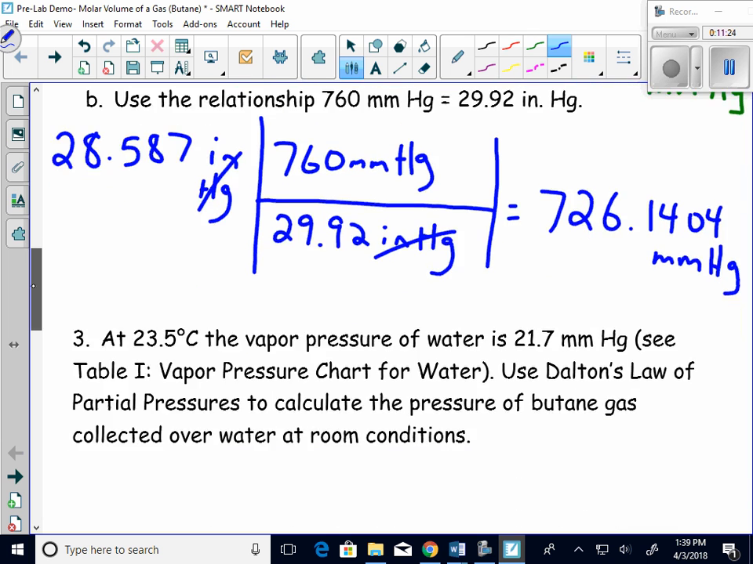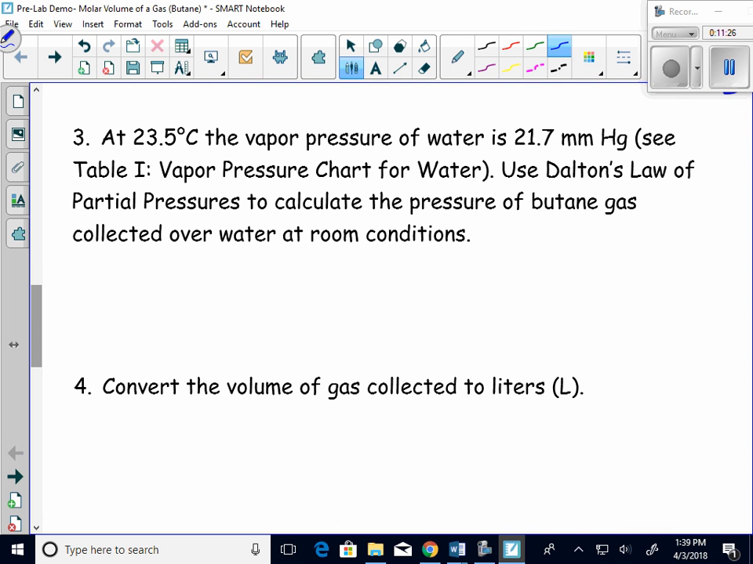Now, my next question, number 3, says, at 23.5 degrees Celsius, the vapor pressure of water is 21.7 millimeters of mercury. See Table 1, vapor pressure of water. Now look at your vapor pressure of water chart. At 23.5, would you agree that it's 21.7 millimeters of mercury?